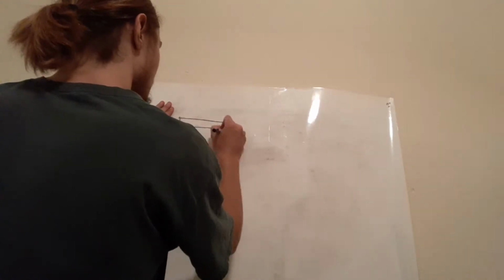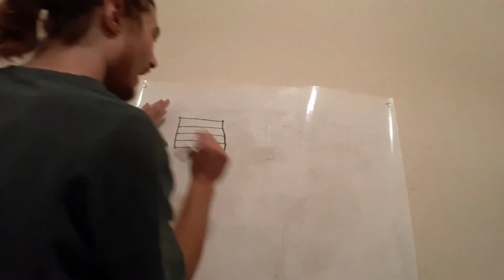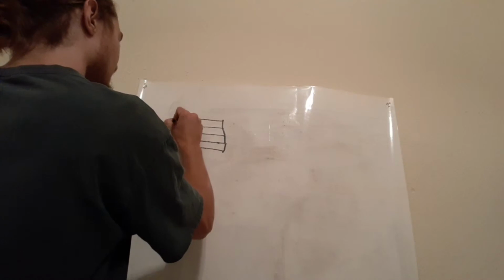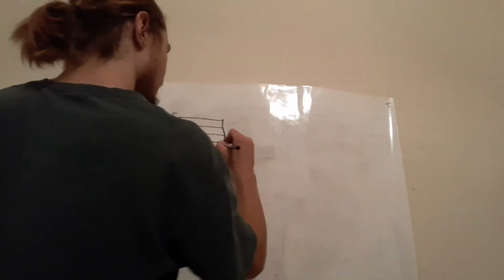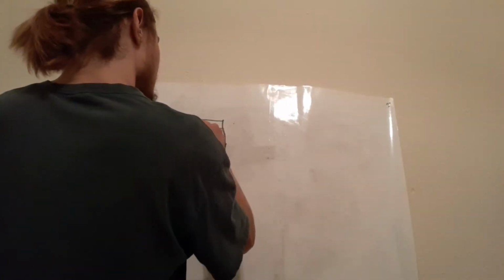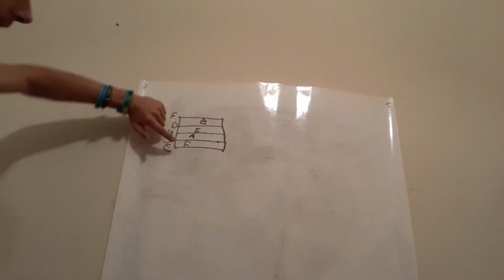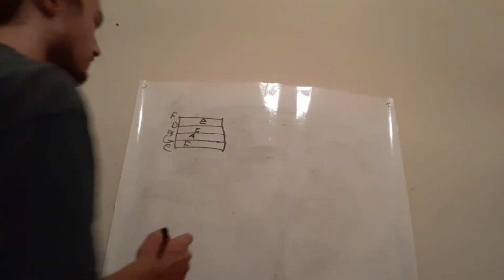So for treble clef, I'm just going to draw a staff. The lines are E, G, B, D, F, and the spaces are F, A, C, E. A good way to think of this is Every Good Boy Does Fine, and then those spaces spell FACE, as in your face. So this is treble clef.